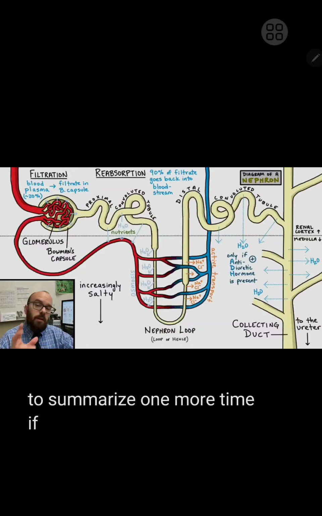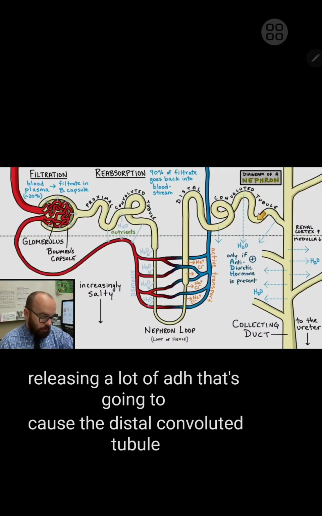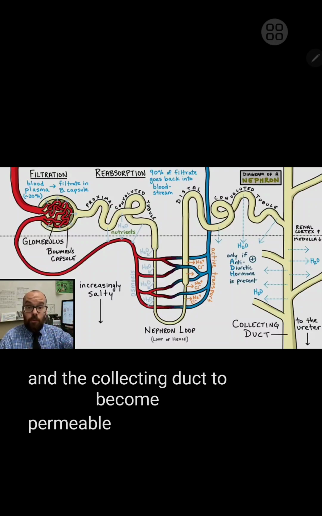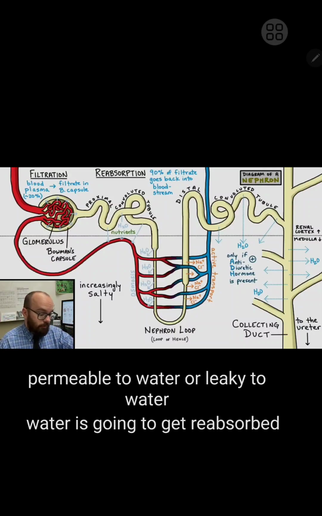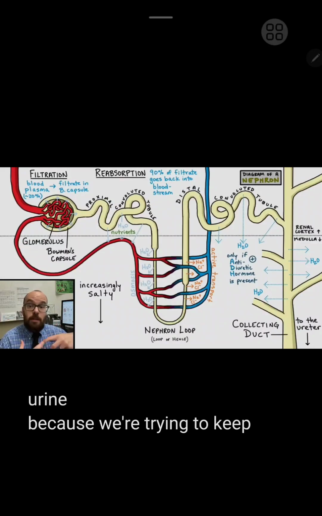So to summarize one more time, if we're dehydrated and our brain is releasing a lot of ADH, that's going to cause the distal convoluted tubule and the collecting duct to become permeable to water, or leaky to water. Water is going to get reabsorbed back into the bloodstream at a greater amount so that we're not producing a lot of urine because we're trying to keep water in the body.